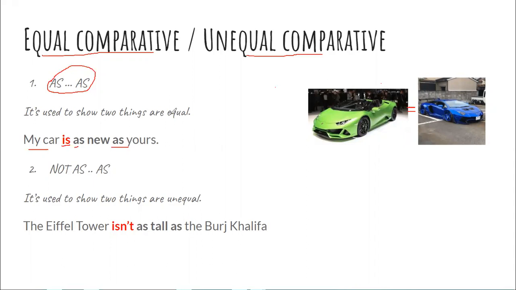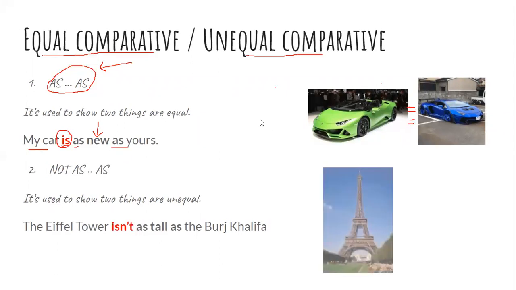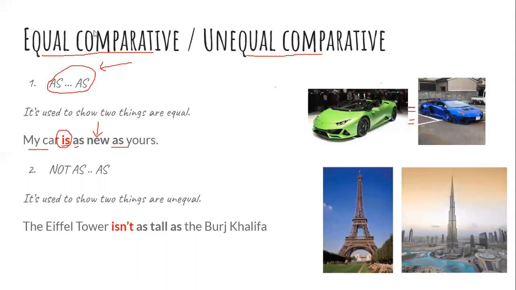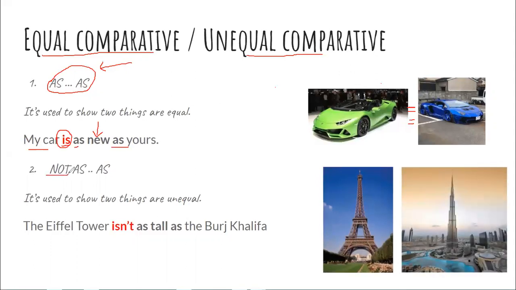Teacher, what about the ER and the EST and the more and most? En este tipo de comparación no se cambian los adjetivos y se ponen tal cual. Da lo mismo si tienen una sílaba, dos sílabas, da lo mismo. Se ponen tal cual. Okay, so I repeat. If the verb to be is positive, this means that these are equal. Okay?